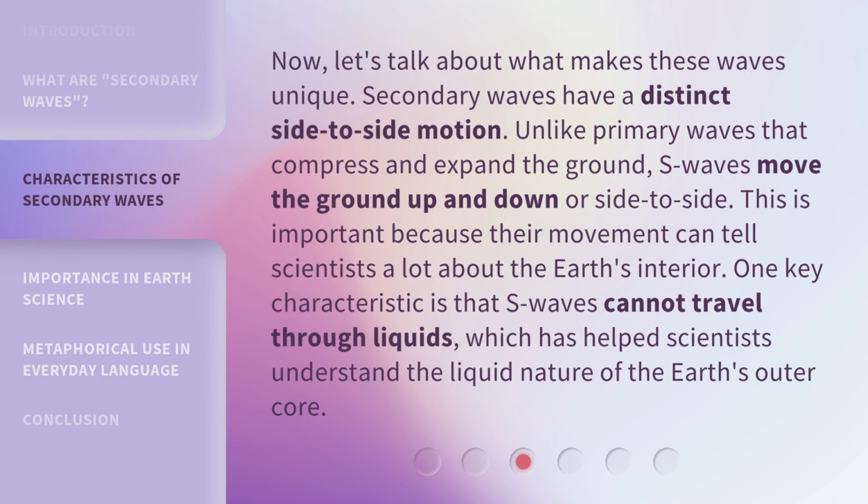Now, let's talk about what makes these waves unique. Secondary waves have a distinct side-to-side motion. Unlike primary waves that compress and expand the ground, S-waves move the ground up and down or side to side. This is important because their movement can tell scientists a lot about the Earth's interior. One key characteristic is that S-waves cannot travel through liquids, which has helped scientists understand the liquid nature of the Earth's outer core.